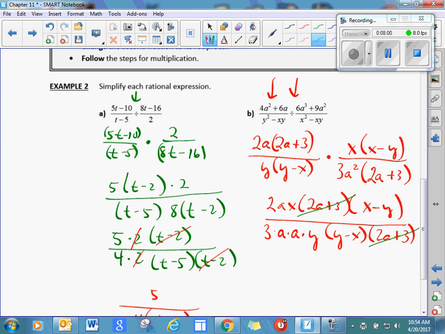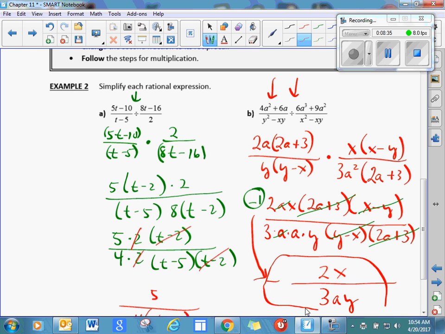That cancels, clever 1. That cancels, clever 1. And we have a clever negative 1 with x minus y and y minus x. So that will cancel, but we have the clever negative 1 in our final answer. So the final answer is going to be negative. He's going to just come down and hang out in front of the problem. What do I have left in the numerator? 2x. In the denominator, I have left 3ay. And that is the answer. Kind of a long fraction bar for what's left. Not much. Okay, see you in class.